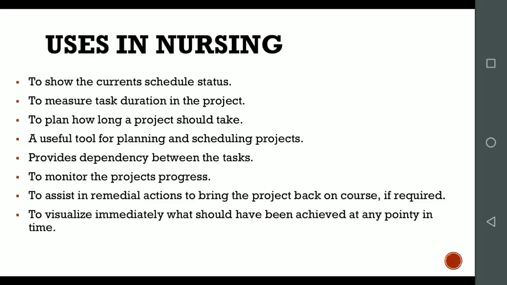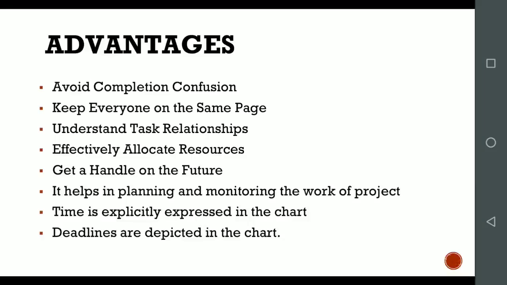Next is to visualize immediately what should have been achieved at any point in time. It means at this time, what we need to achieve, we can find out by looking over the Gantt chart. If it is 16th January, till 16th January what we needed to get completed, we can get an estimate, or we can look over the Gantt chart that till this day, this task should be completed, and from this day we have to move forward with the next plans. So we can visualize all these things.